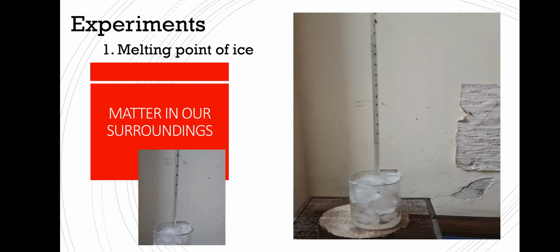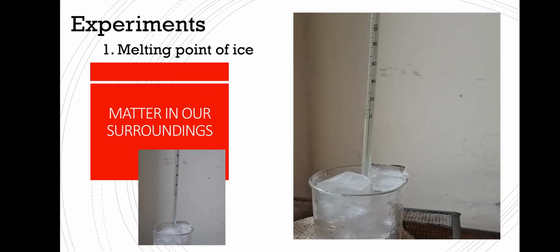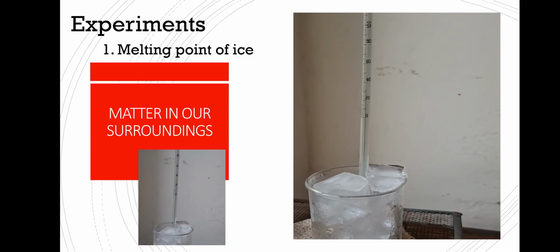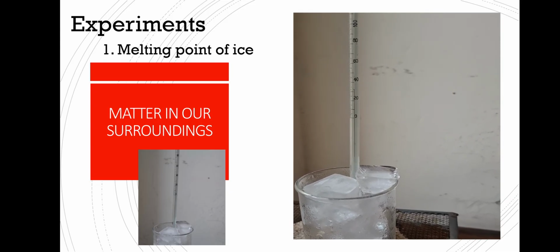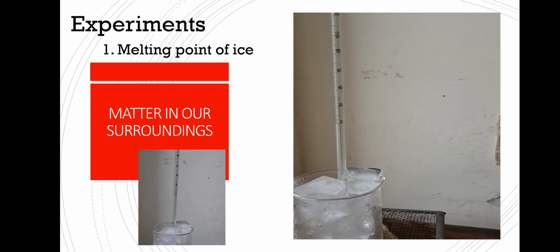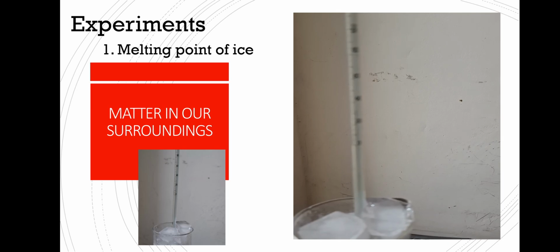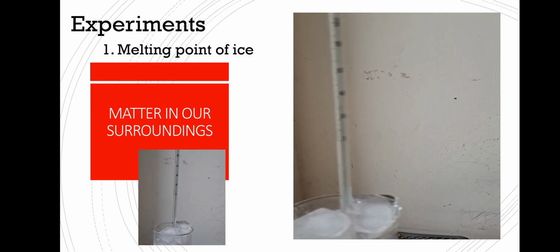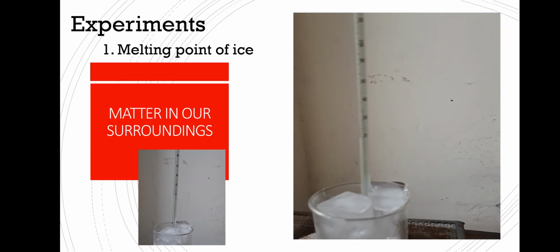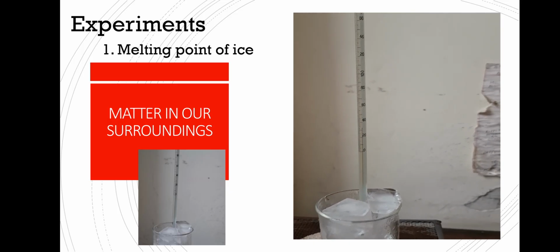Then these are the experiments, actual experiments I am showing you. So, the melting point of ice. Here the ice is being melted. Now I have used the Fahrenheit thermometer, so you can see the melting point of ice in Fahrenheit is 32 degrees Fahrenheit, which is equivalent to 0 degrees Celsius.